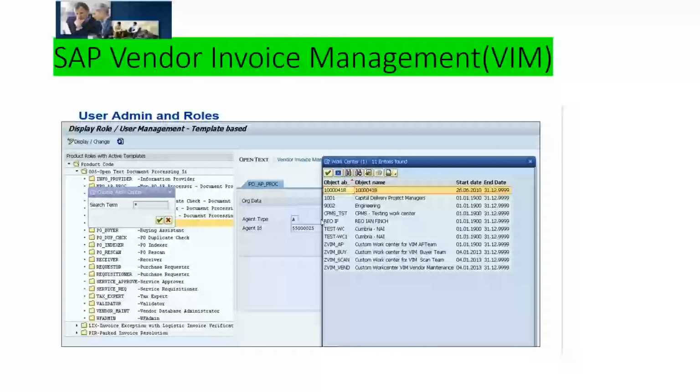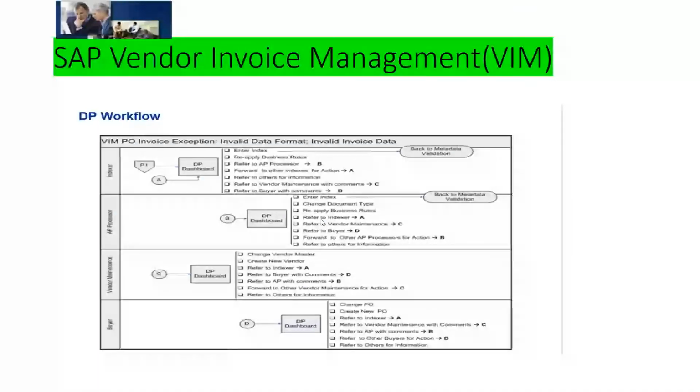This is the config part, I'll talk about it later. This is the workflow part. There are different workflows: the buyer workflow, vendor maintenance, AP processor, and the indexer. How will this happen? This is enter indexing. For this indexer, the first role is to index. What is the T-code for workflow, Kaushi?